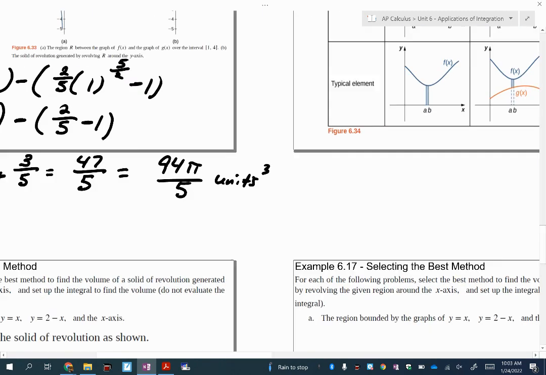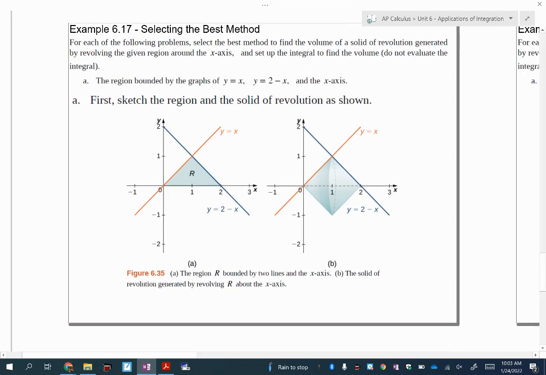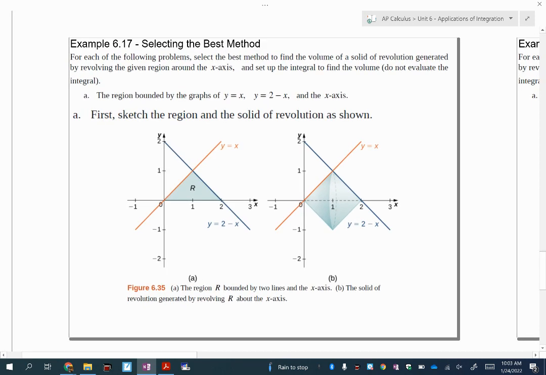Okay, so let me show you two here. Here's the first one. So we're looking at the region that's bounded by these two lines, x and 2 minus x. And you'll notice that if we were to do this with just finding the area under the curve, like in this one, like we did in Unit 5, we would have to actually separate this into two of them.